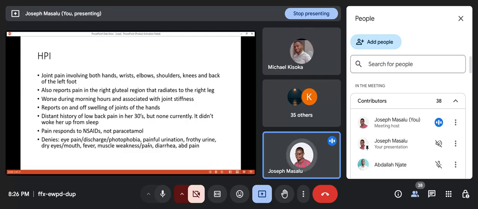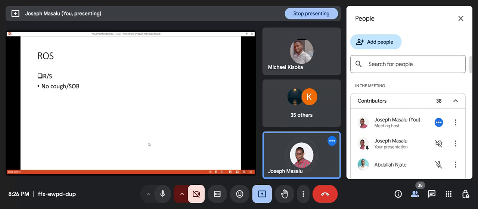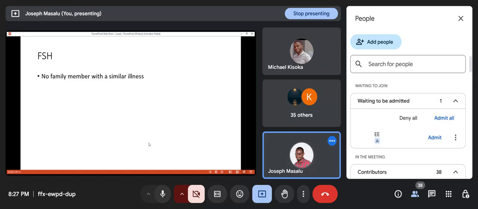She denies eye pain, eye discharge, photophobia, painful urination, frothy urine, dry eyes, dry mouth, fever, muscle weakness or pain, diarrhea, abdominal pain. On review of systems, there's no shortness of breath. Past medical history, nothing significant. The medications that she's on: PRN meloxicam, or tabs Flama. Family and social history, there is no family member with joint pain.